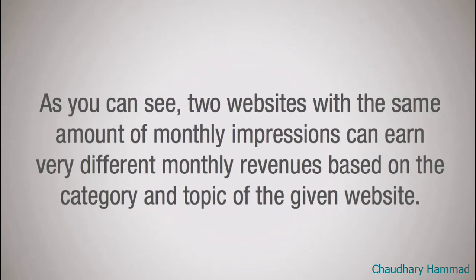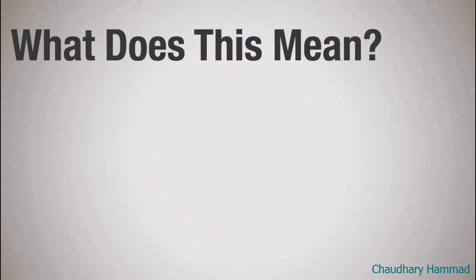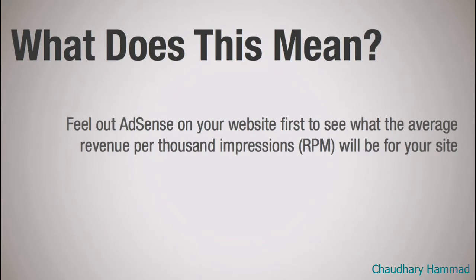From this example, you can see that although both websites received the same number of impressions, because of the difference in topics, one site is earning 10 times as much as the other site. So what does this mean for you as a publisher when it comes to calculating your monthly earnings? It means that you'll have to try out AdSense for at least a couple of months to get a better feel of how much money you'll be making on a monthly basis. The best metric to use when calculating this is your revenue per 1,000 impressions.